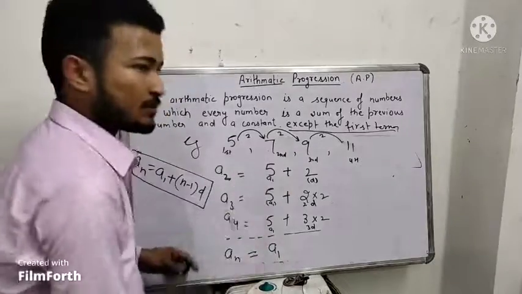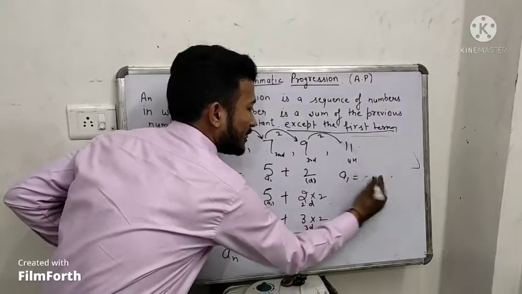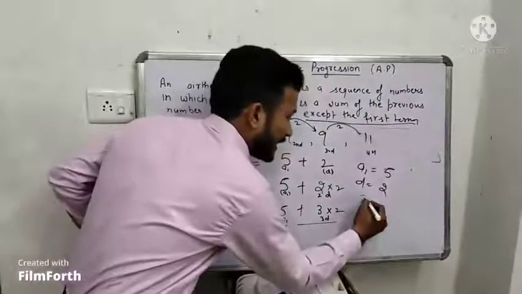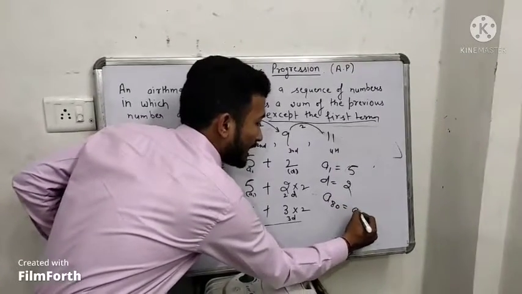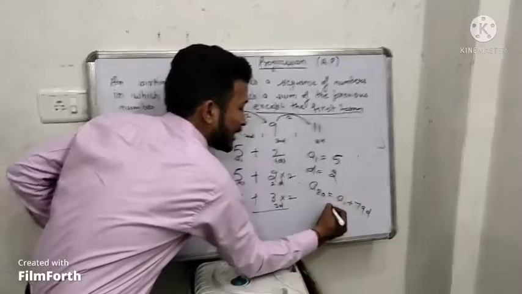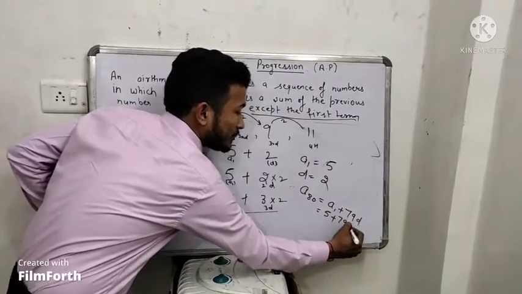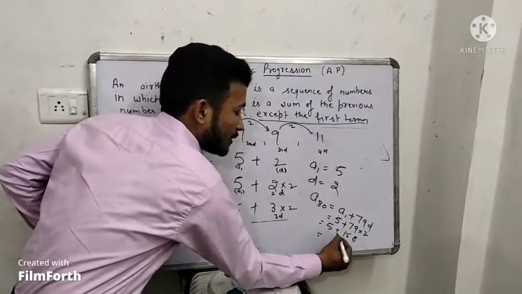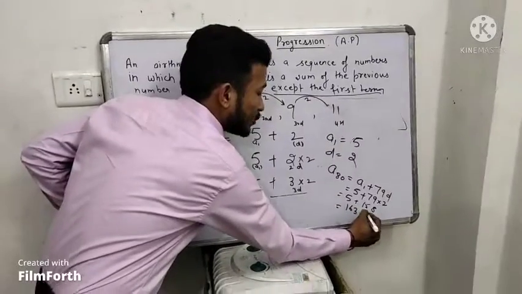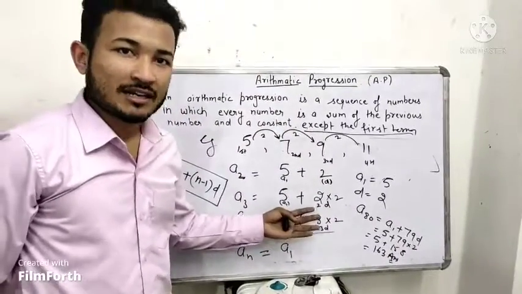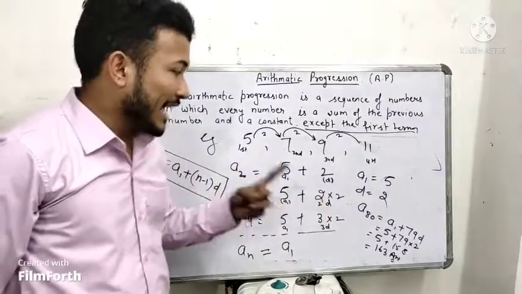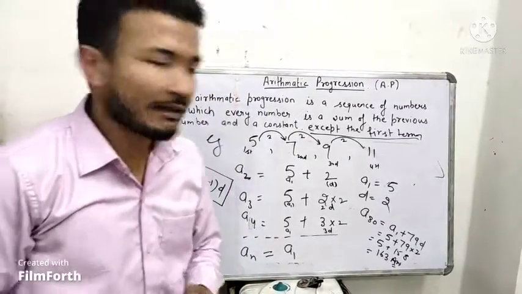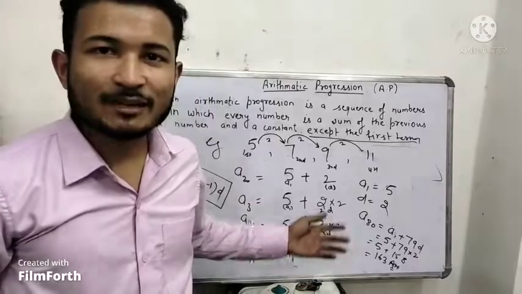Now let us take an example of the same sequence. A1 is 5 and the difference is 2. I want you to find the 80th term, A80. It is equal to A1 plus 79d. A1 is 5, 79 multiplied by 2, so it will be equal to 163, which is the answer. The amazing thing is that I know at the 80th position there is a number, which is 163. I hope you have a small idea about arithmetic progression, and thank you so much.